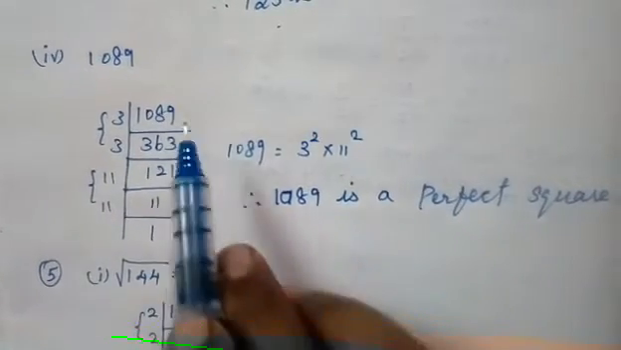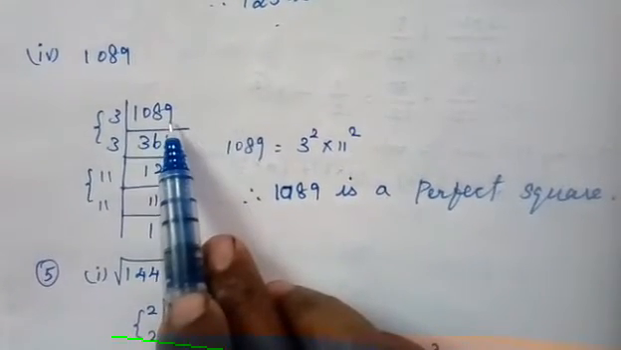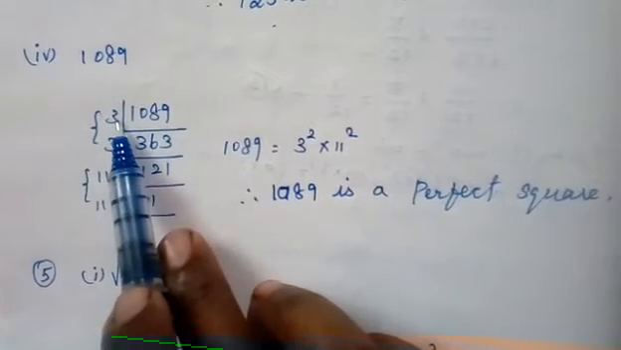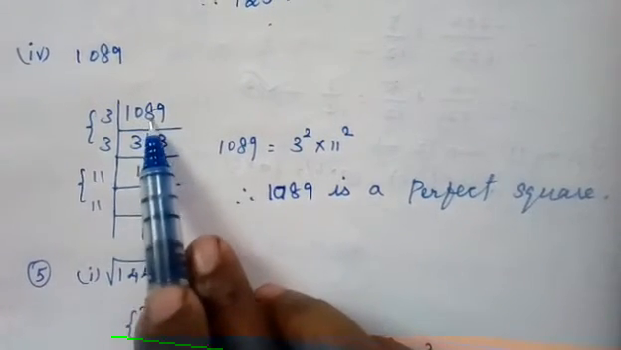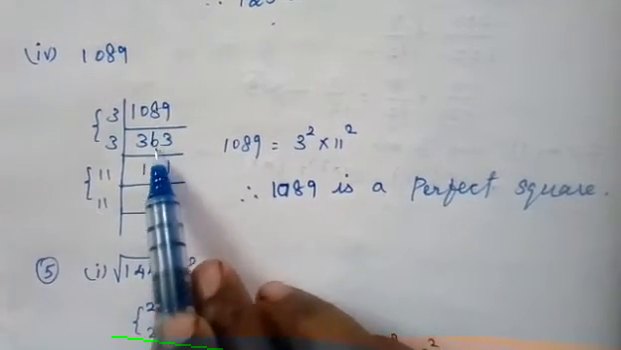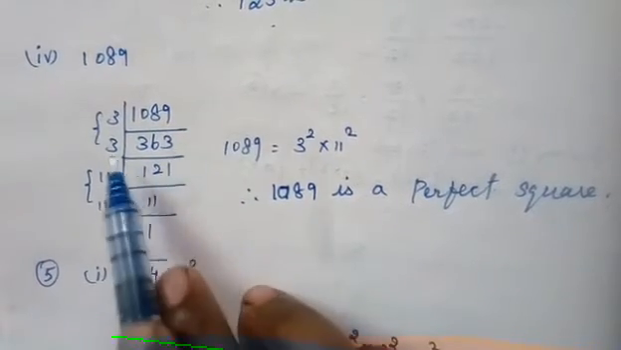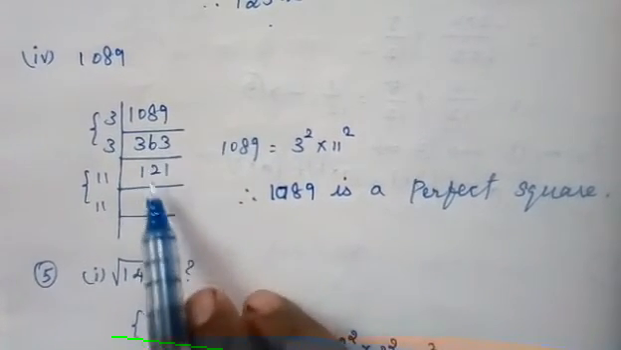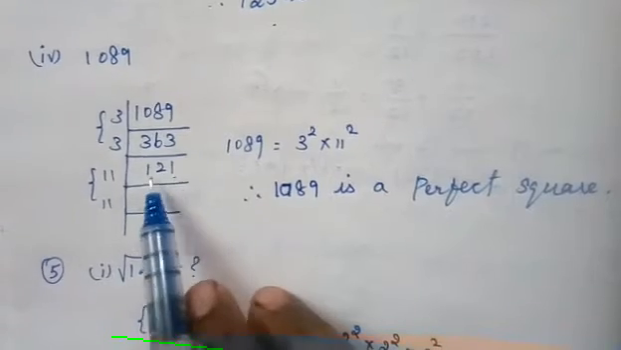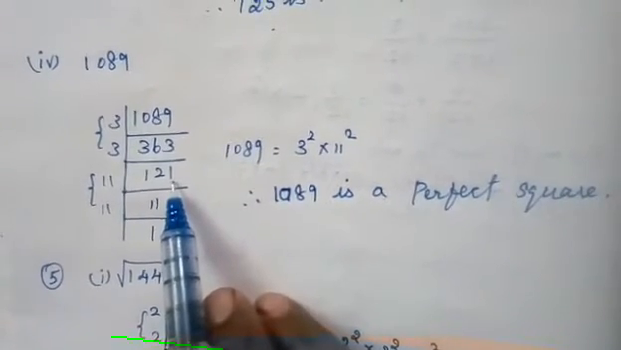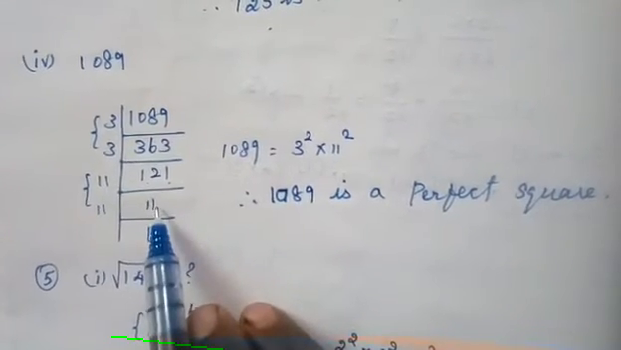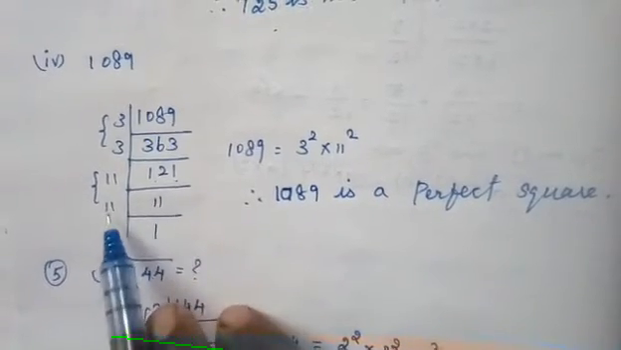Now the fourth problem, 1089. It ends with 9, so you have to check the 3 table. 3 3s are 9, balance 1, so the next number is 18. 6 3s are 18, 3 3s are 9, again 3. 1 3 is 3, 2 3s are 6, 1 3 is 3. 121 is a square number, that you know, 11 11s are 121. Then again 11 divided by 11.